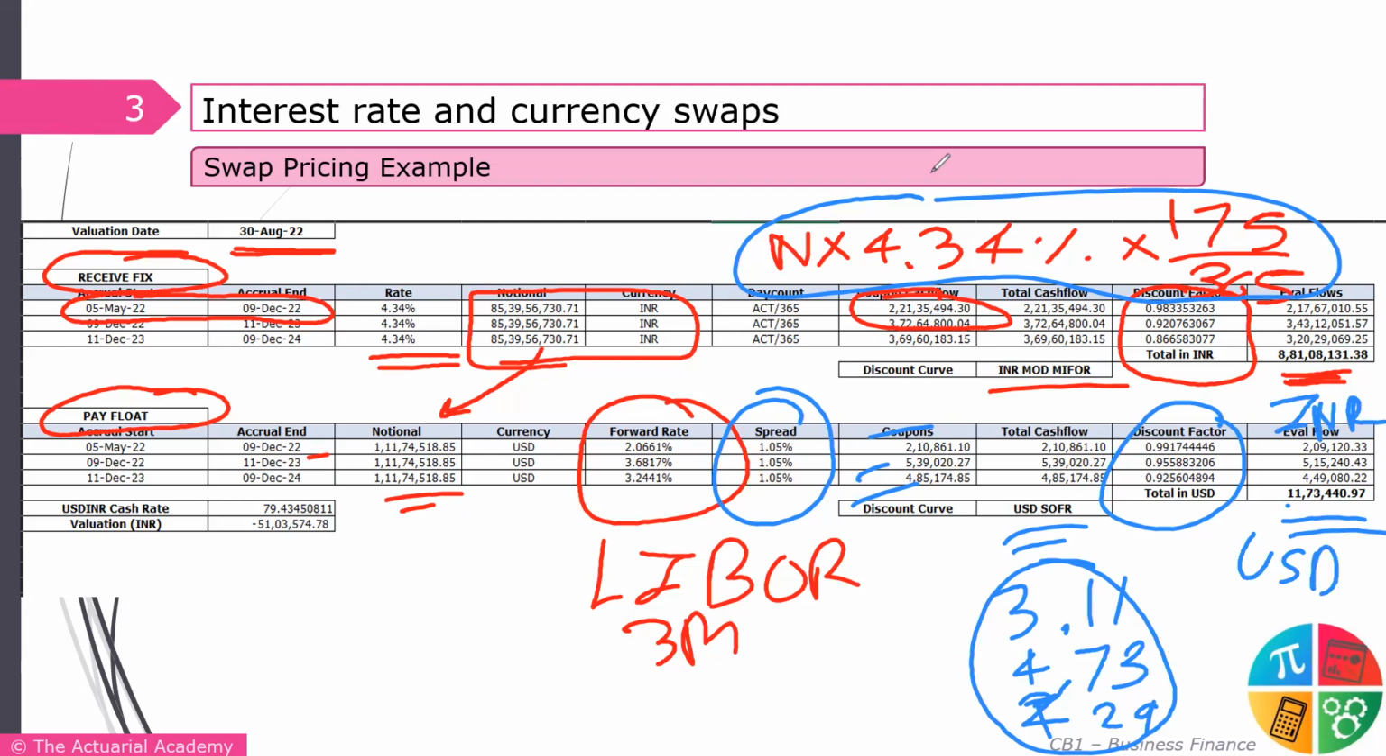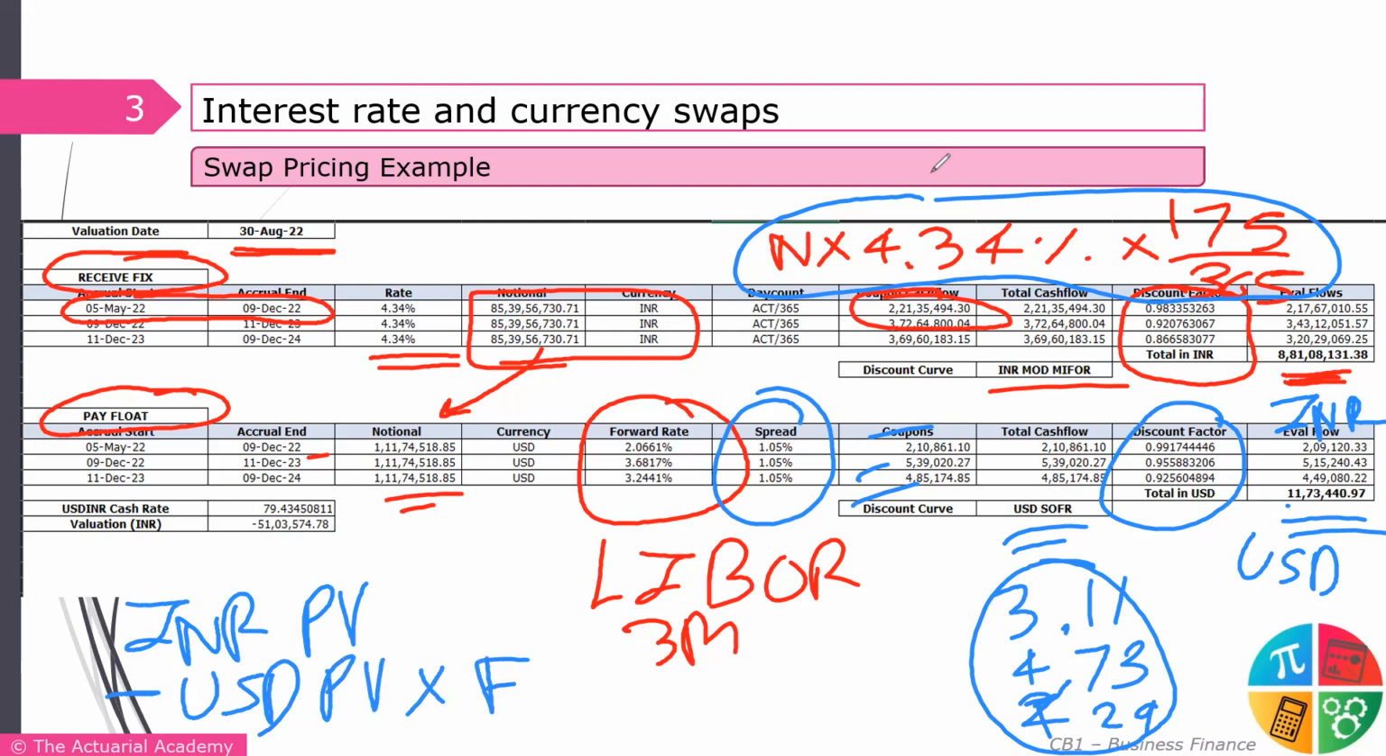These both are PV, right? Present value. So now what we need to do for receive fixed is INR PV minus USD PV into the FX rate or exchange rate. You can multiply this USD PV by the exchange rate and subtract to get the final value, and this is the final value in INR. It's negative, which means that you are losing on the deal. That is what it means.